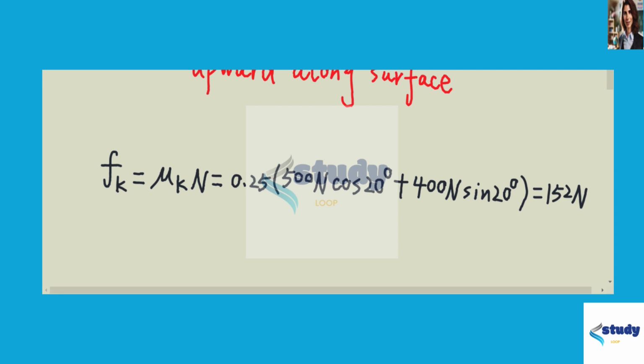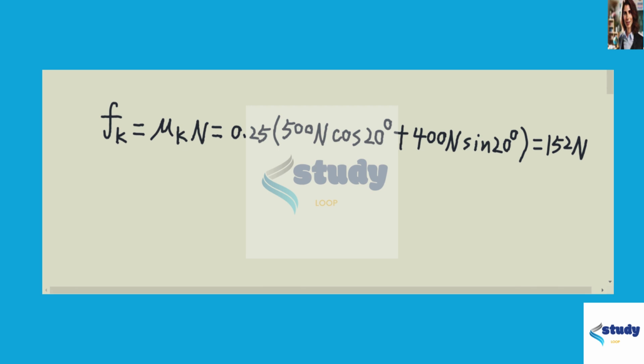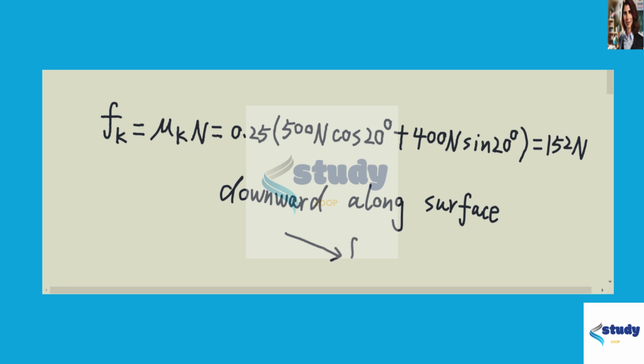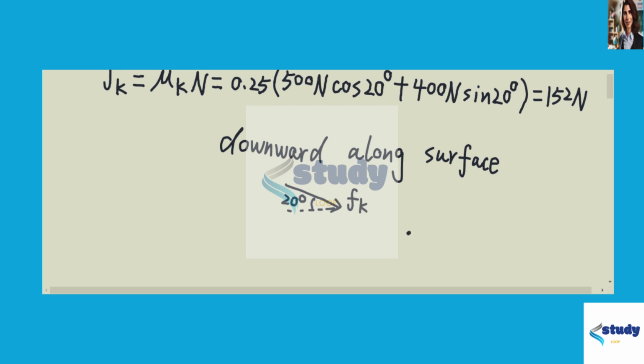And we know the kinetic friction is opposing the motion of the block. Since the block is moving upward along the surface, that means the direction of the kinetic friction should be pointing downward along the surface. If I draw an arrow, it should look something like this. So this is the direction of the kinetic friction. And there's the angle here, which is 20 degree, since it's a 20 degree inclined surface. Okay, and these are the answers for this question.